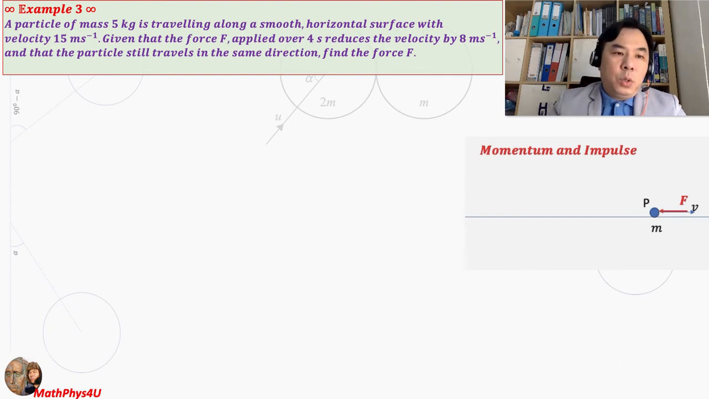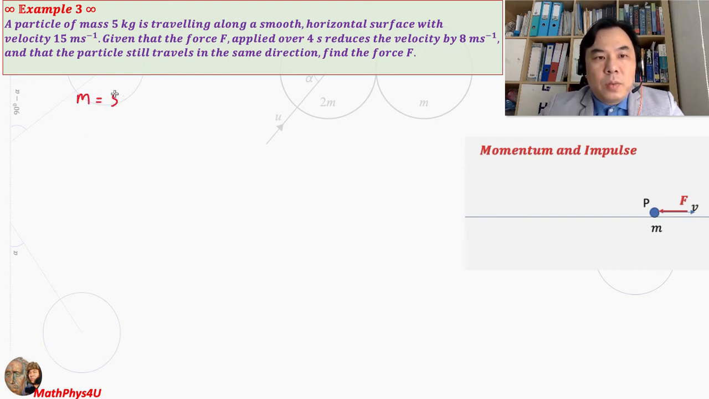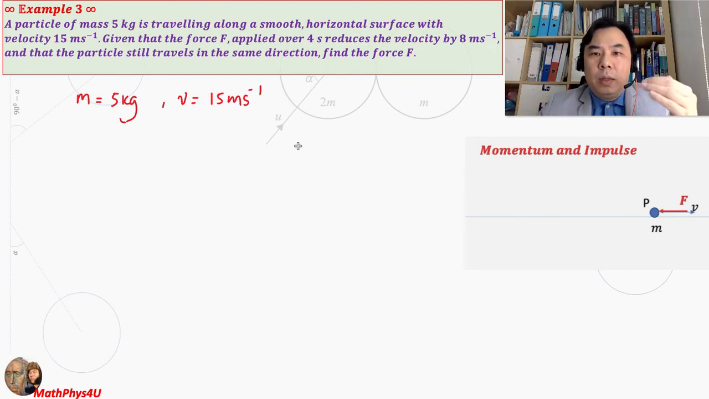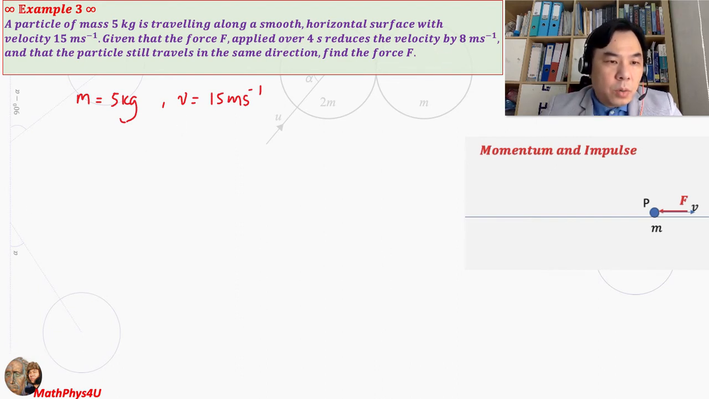Now as usual, before we start, we're going to write down all the information that is given to us. So in this case, we have the mass, which is given as 5 kg. What other information is given? We have the initial velocity, 15 meter per second, and then we have the final velocity. It was stated that the velocity was reduced by 8 meter per second.